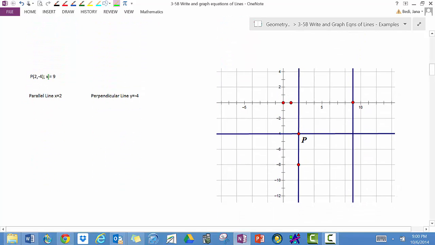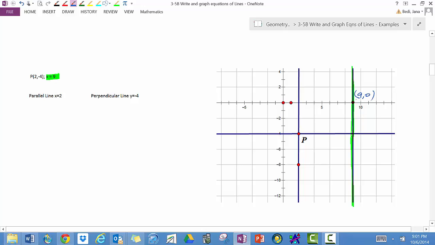The third given line is x equals 9. Let me see if I can identify that here. I certainly can. It's this line over here. X equals 9. You see, if I look at this coordinate, this is 9, 0. So x equals 9 is the vertical line.